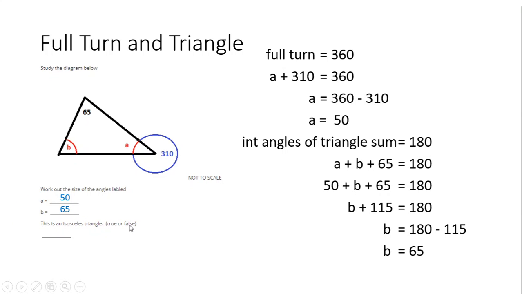Okay, now, this is an isosceles triangle. True or false? Well, we know that isosceles triangles have two equal angles and two equal sides. I can clearly see that A is not equal to B. However, nowhere does it say that these have to be the two equal angles. B could be equal to 65, and it is. So those are the two equal angles. It is an isosceles triangle. True.